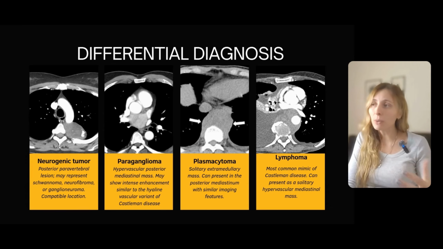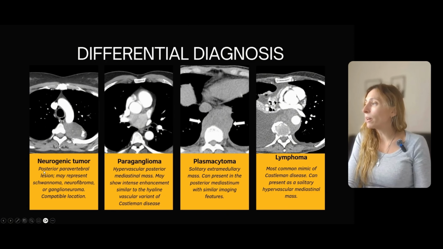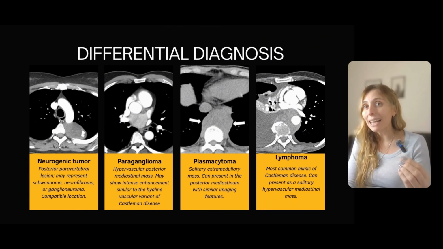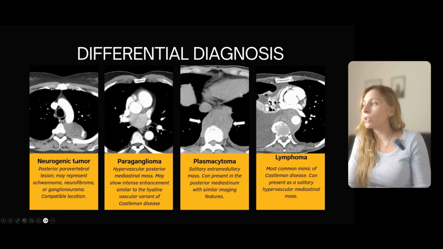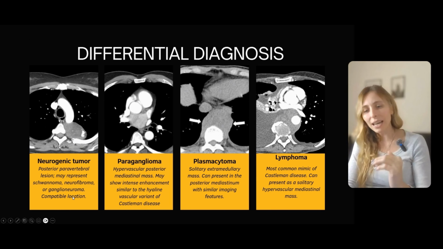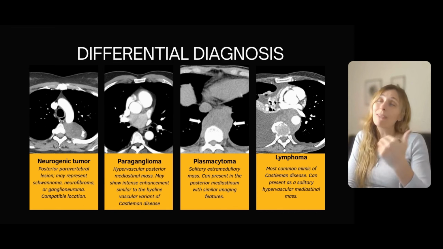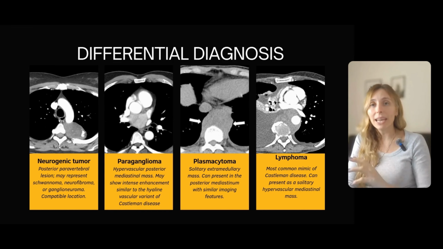The differential diagnosis for these particular lesions includes 4 main diagnoses. First, a neurogenic tumor, that is a posterior paravertebral lesion that might represent a schwannoma, a neurofibroma, a ganglioneuroma. It is very likely to represent this kind of lesion, mostly because of this location. Posterior mediastinal lesions in 90 or maybe more than 90% of the cases represent a neurogenic tumor. But we also have to think about other differentials.